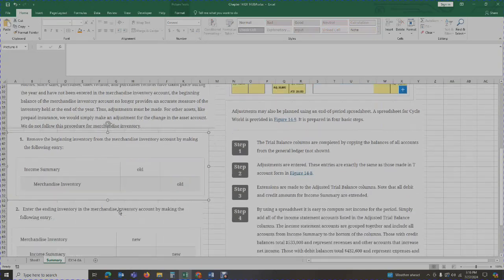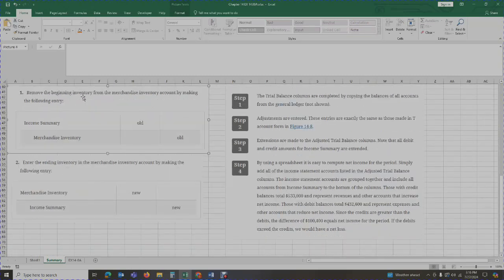Now for merchandise inventory, it's a two-step process. The first step is to remove the beginning inventory from the merchandise inventory account by making the following entry. We're going to identify our beginning balance of merchandise inventory and transfer that balance into income summary. We're going to debit income summary and credit merchandise inventory. By doing that, we are zeroing out our merchandise inventory account.